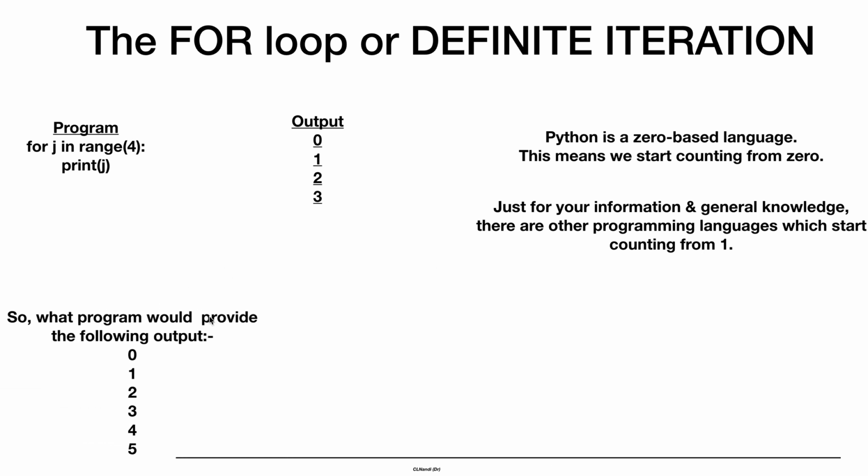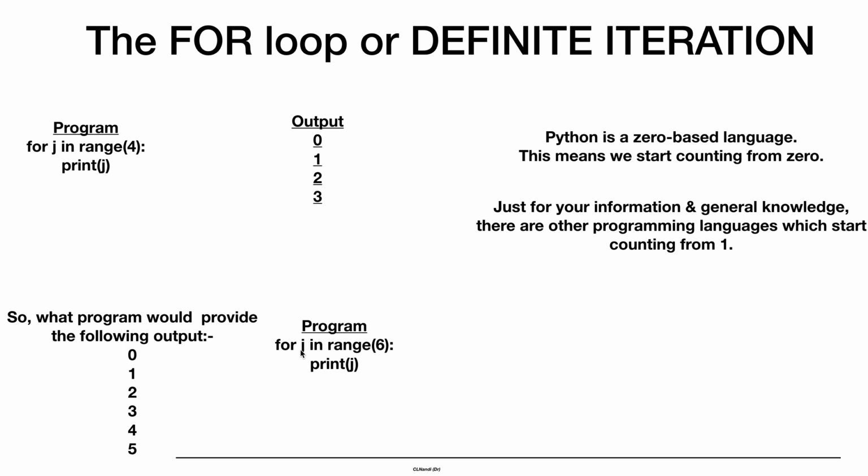So what program would provide the following output? 0, 1, 2, 3, 4, 5. Let's go back to this program here. So how would we modify it so it produces this output here? Think about it. Yes, you're right. We say for j in range 6, print j.